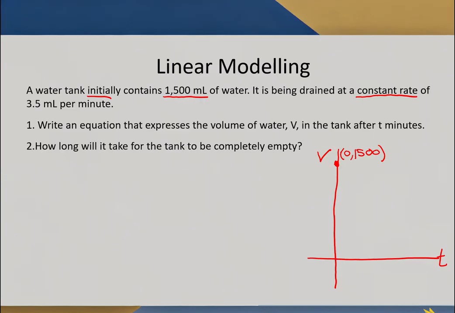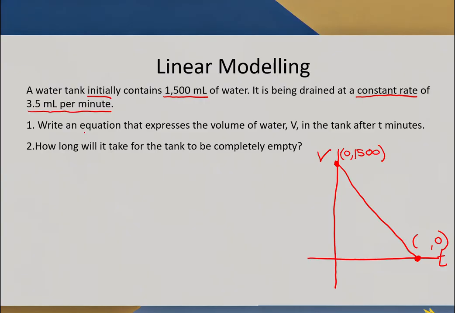It's always these important points we mark like this because it's an intercept. The next part says it is being drained at a constant rate of 3.5 mils per minute. So that is going to tell us our gradient, and eventually it will go down to the point where we find this intercept right here. And that means at this point we are going to have 0 for our volume.